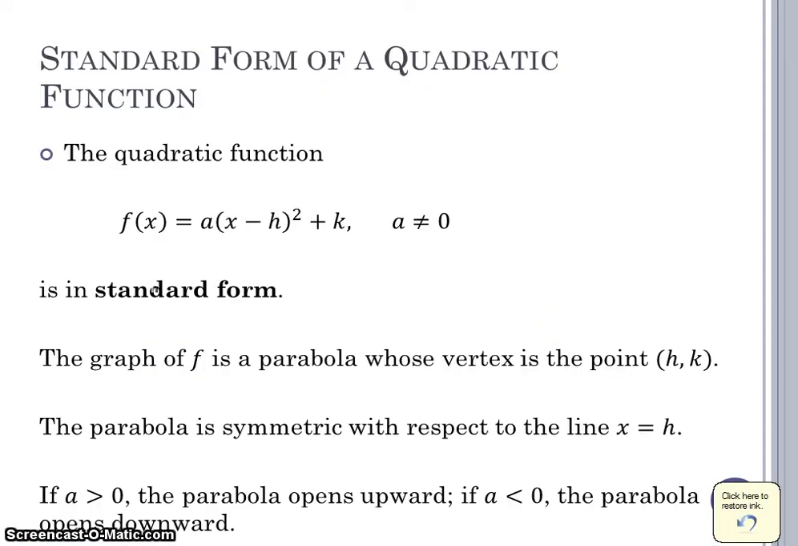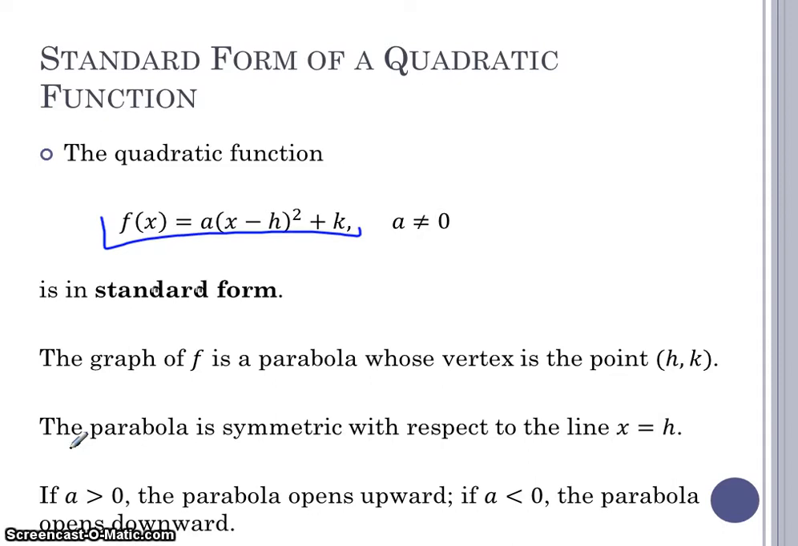Okay, so standard form, again, looks very notationally heavy, but it's really not too bad. So here is our standard form equation for a quadratic function. So we've got f of x equals a times the quantity of x minus h squared plus k. So we've already identified some of the information from that.